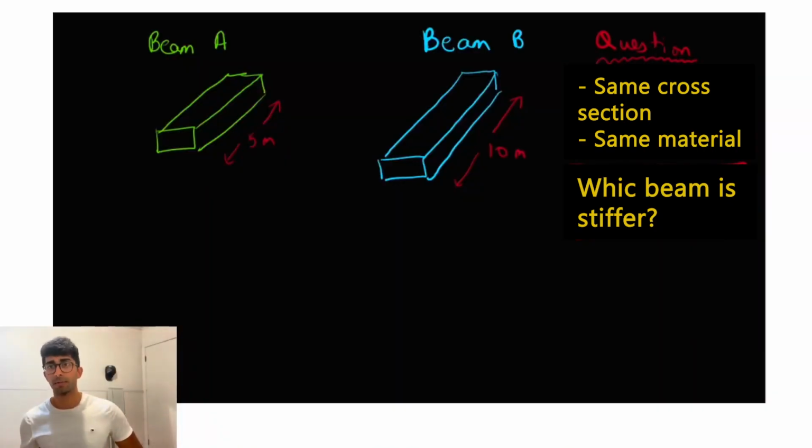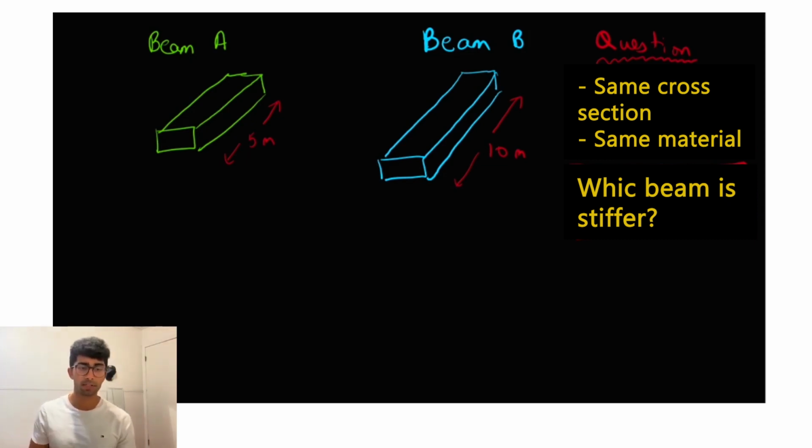So here is question number 2. You have beam A and beam B. Both of them have the same cross-sectional area and are made of the same material. Interesting. Beam A is 5 meters long, while beam B is 10 meters long. So beam B is 2 times as long as beam A. The question is, which one is stiffer? Okay, that's not too bad.